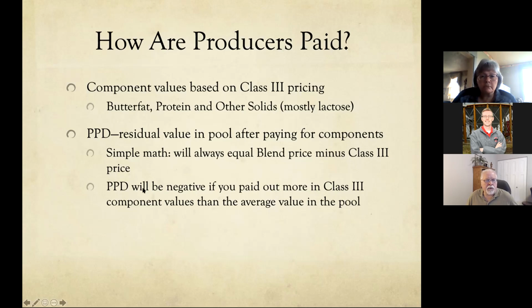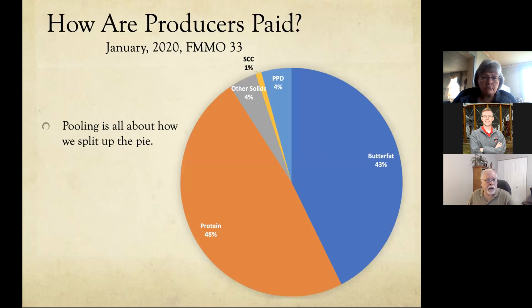It's just a residual. It's a simple calculation, an accounting calculation, if you will. And if we paid out more in component values than we had in the pool, that PPD is going to be negative. It's just that simple. So we had a pie and we shared it in a different way, and what's left over becomes the PPD. So this is for January 2020 in Federal Order 33.